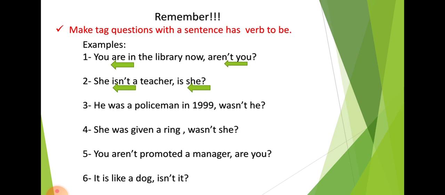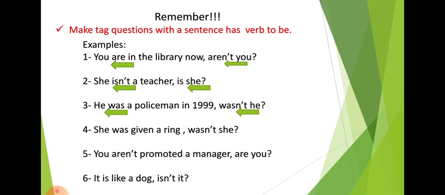Number 3: He was a policeman in 1999, wasn't he? So in sentence number 3, the verb to be is "was", and it is a positive sentence. So the tag question must be negative, and we use "was" to form the tag question.